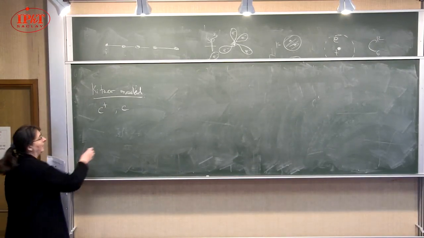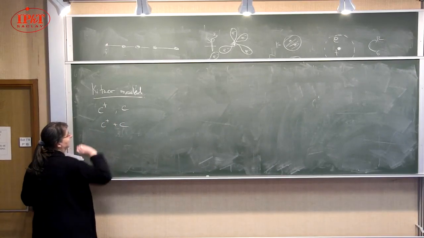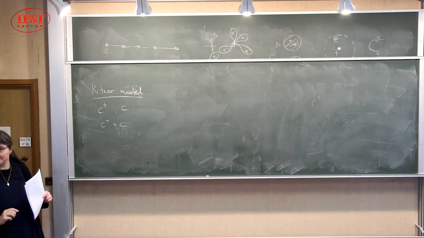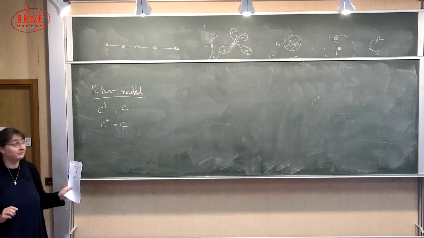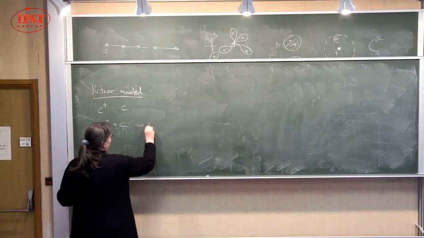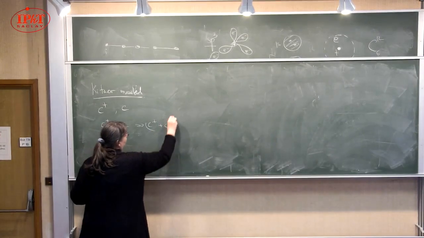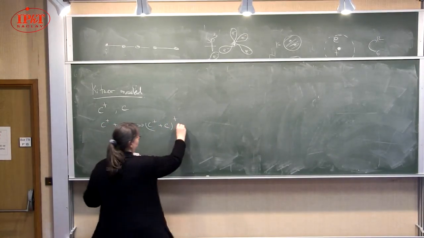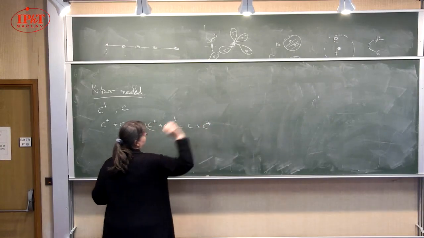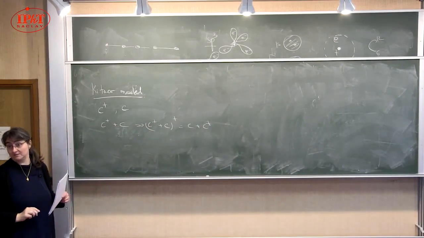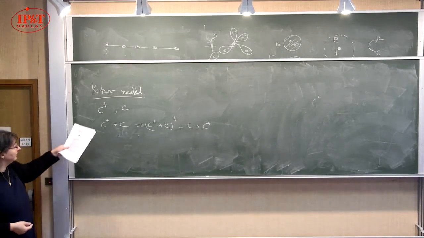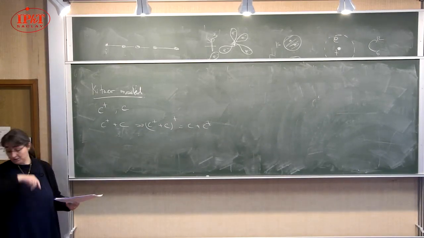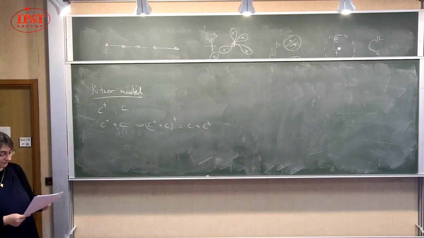Then I'm thinking, okay, if I have this type of excitation, like C dagger plus C, a combination of electron and hole, this should be a Majorana. This should be self-adjoint. And indeed, if I take the Hermitian conjugate of this thing, I get the same thing. So this combination of electron and hole, or alternatively, a combination of a creation and an annihilation operator, is a Majorana.